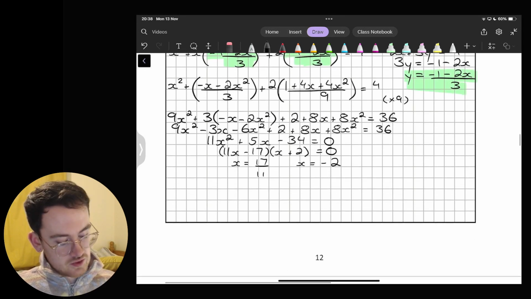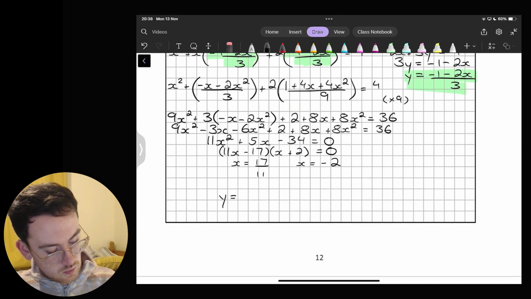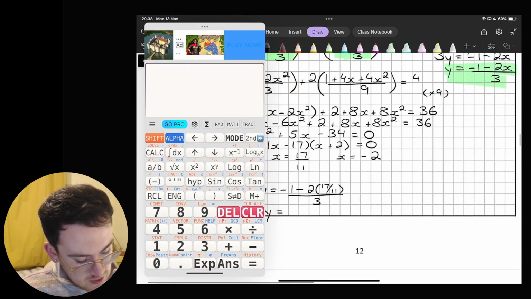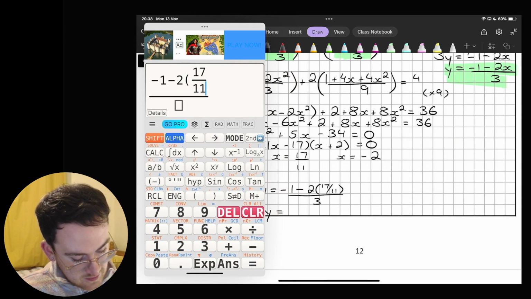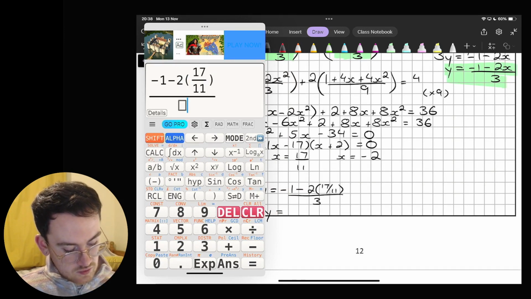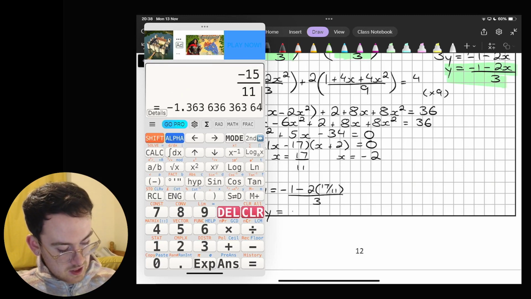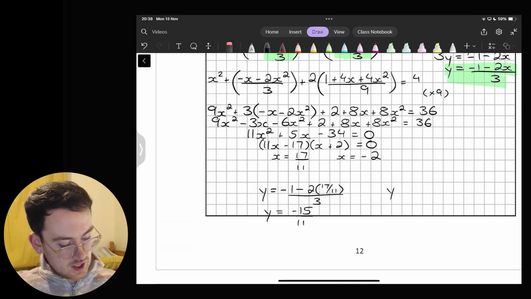Now that I've got my values for x, I just need to use my y formula here and fill those values in to get my answers for y. So let's fill that in here. Minus 1 minus 2 times 17 over 11. Always good to show that you've written it out first and then maybe type it into your calculator, and not just typing it in without showing what you're doing. Show the examiner, or show me, that you're following the steps here.